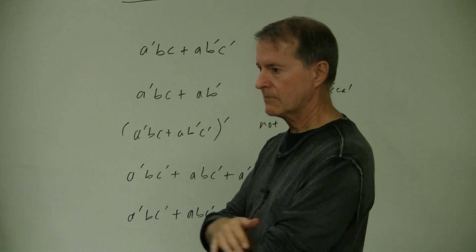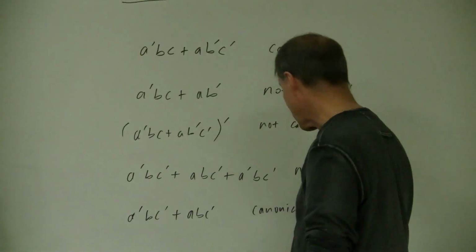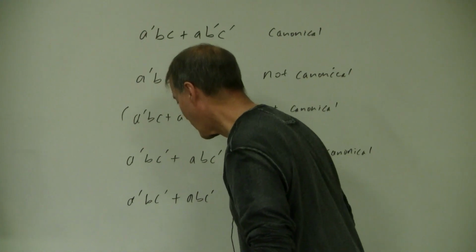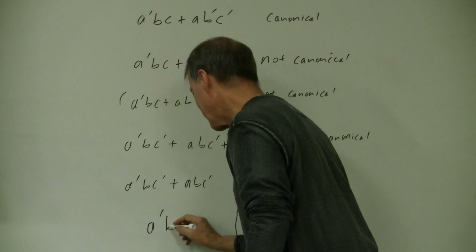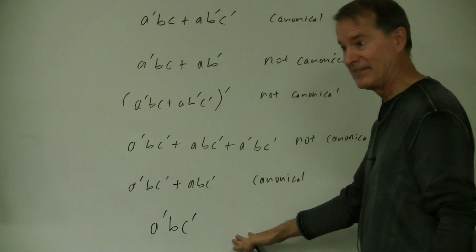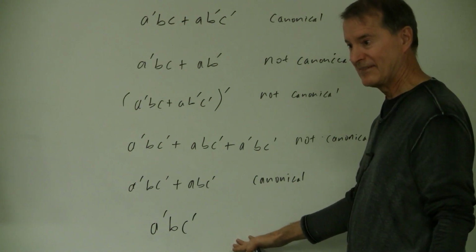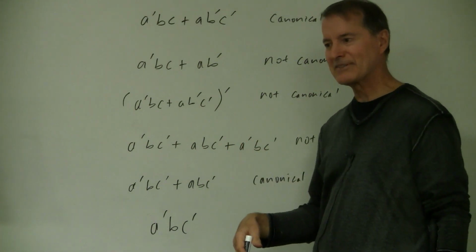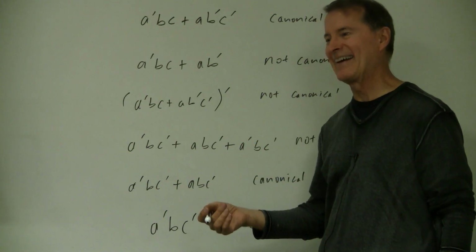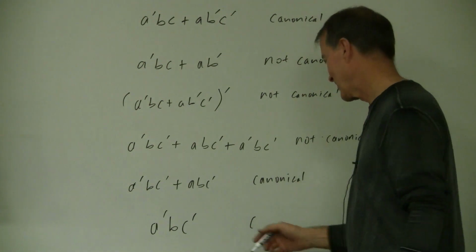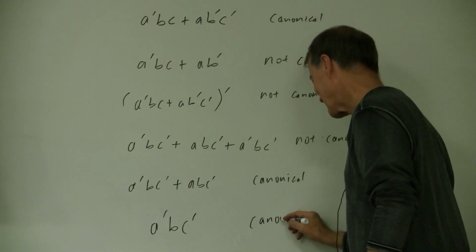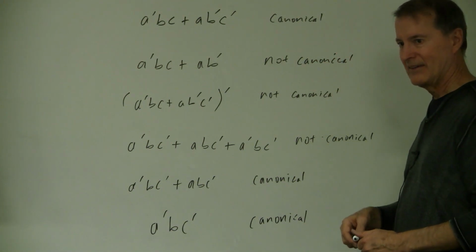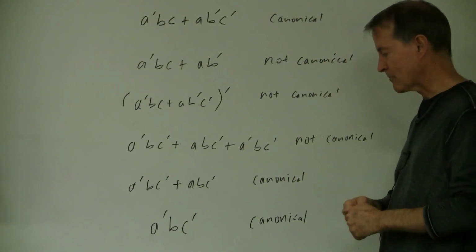A single minterm is not canonical. Actually, that's a good one. Au contraire. A prime, B, C prime. Is that canonical? Sure. But there's no or. Well, I know, but there are 0 ors. 0 is a number. Are you with me? So anyway, this is canonical. A single minterm by itself is canonical.